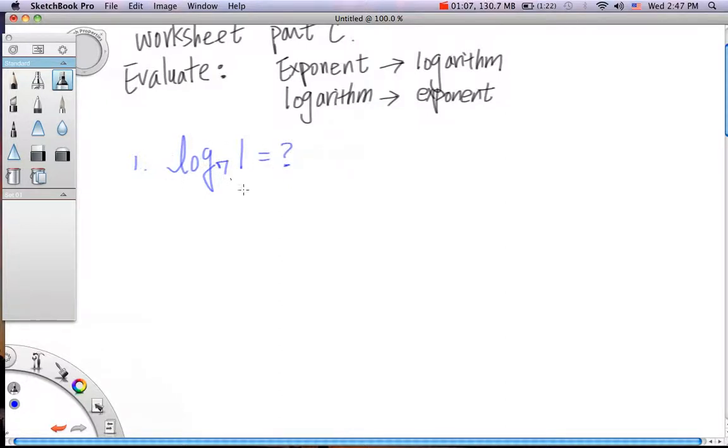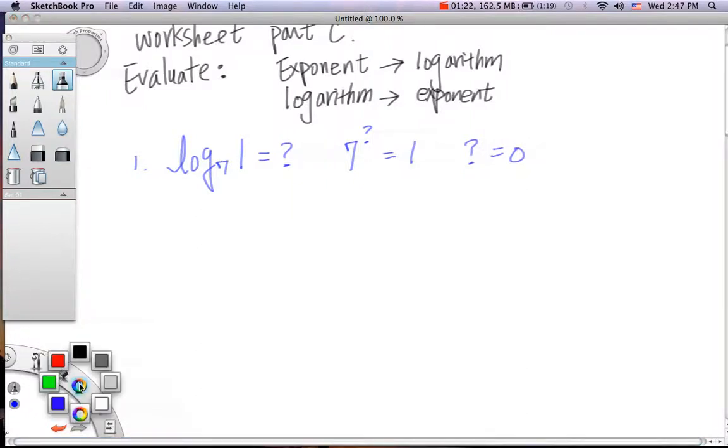So what does this mean in exponent? The 7 is your base. Remember, this other side is your exponent. And 7 to what power is equal to 1, right? So that means that, well, 7 to the 0 power is equal to 1. So the answer here is 0. Okay? Then let's do the second one.